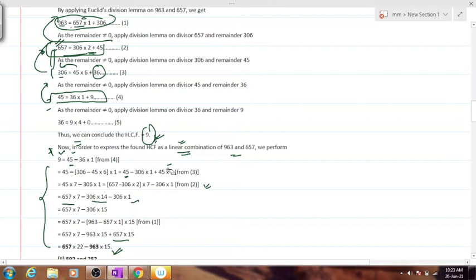Ready? Yes, sir. Now look very carefully. I'll go backwards. Okay, first I'll write this equation. Any problem in this?